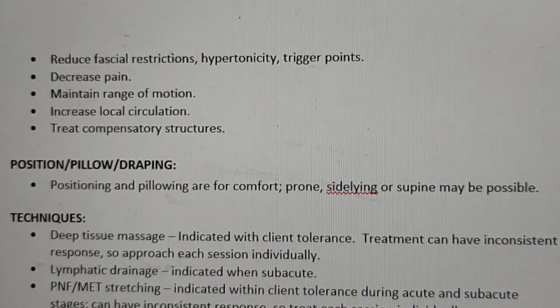Okay, trigger points. Now, to decrease pain, of course, maintain range of motion, meaning maintain movements on the affected joints. Increase local circulation, so locally, the affected area, to increase blood circulation and lymph circulation. Okay, treat compensatory structures. Compensatory, those structures that are indirectly affected by the condition, but they are the ones doing the movements for the affected tissues or muscles.